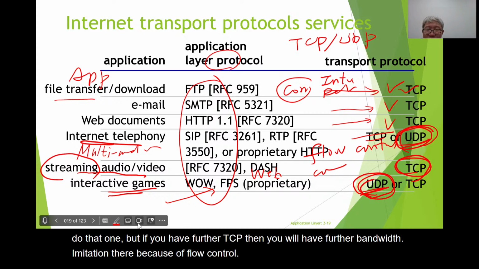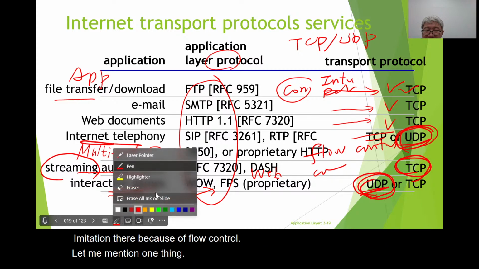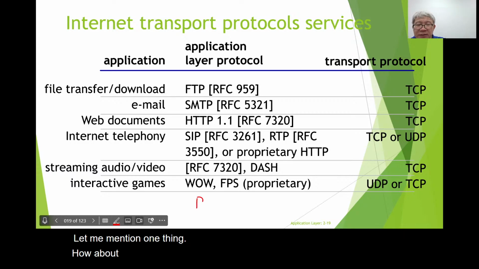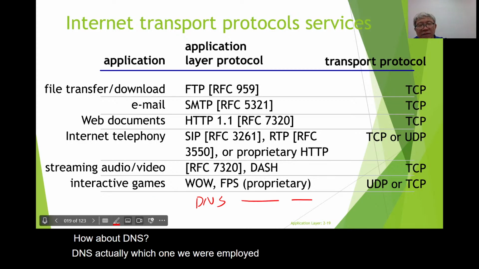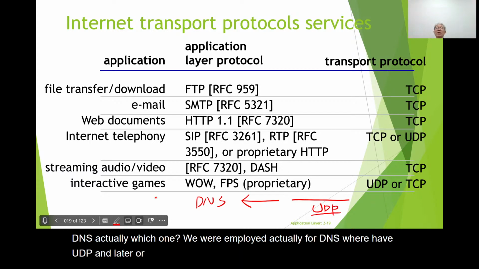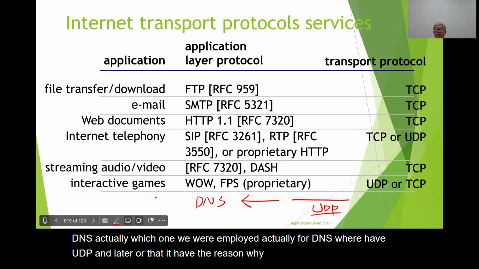Well, let me mention one thing. How about DNS? For DNS actually, which one will we employ? Actually, for DNS, we will use UDP. And later we will see the reason why we employ UDP.